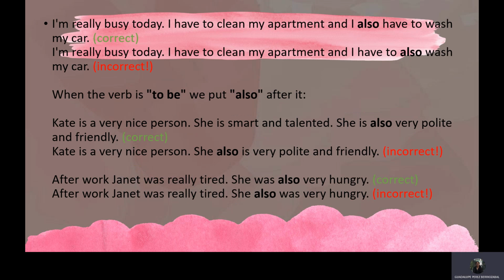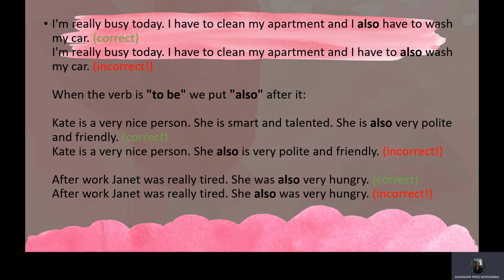Now, I'm really busy today. I have to clean my apartment and I also have to wash my car. The main verb is have to and also is before the main verb. In the second sentence, we can see also after have to. For that reason it is not correct.